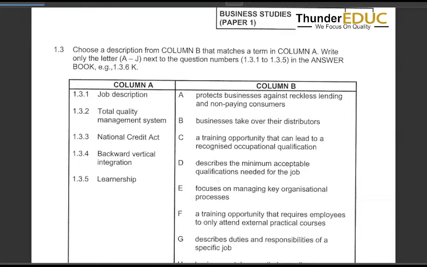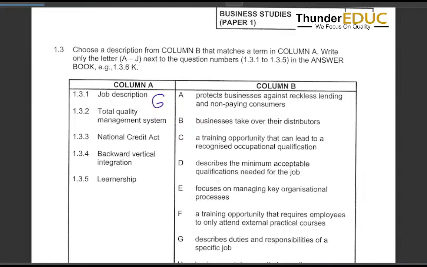Now grade 12s, whenever you answer this type of question where you are given columns with the descriptions and the concepts, you should make sure that you go through the set of explanations or definitions or characteristics or features given before you do your selection. If you check 1.3.1, it says a job description. Job description is nothing but the description of duties and responsibilities of a specific job. So in this regard, our appropriate answer is going to be G.